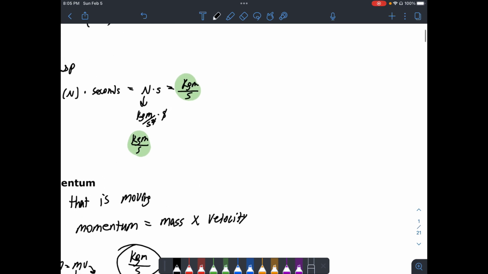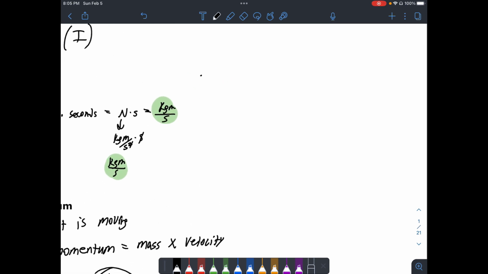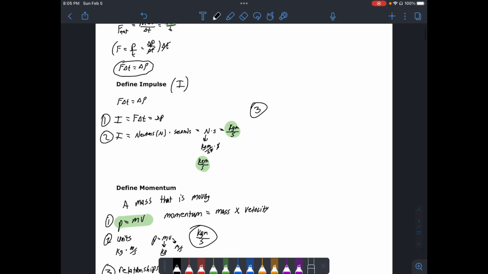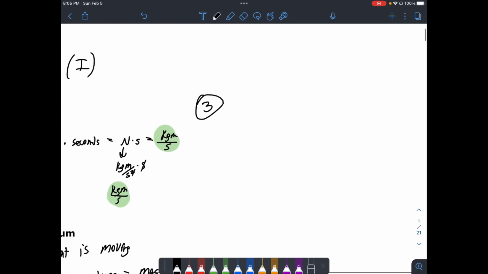And our third aspect of defining something is talking about the relationships of our variables. So I think one way to do this is graphically. If I have two axes here, one of them is going to be force and the other is going to be time.